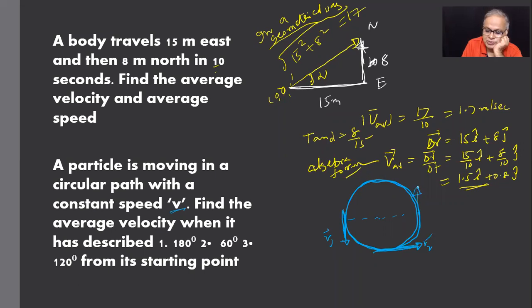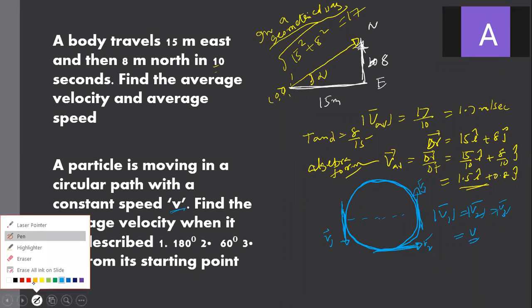But remember, since the speed is constant, all the vector lengths are equal, though I did not show it equally here. We should say that mod v1, the magnitude of velocity here, mod v2, that is the speed, is equal to mod v3, is equal to simply v. That's what you mean by saying that it is going in a circular path with a constant speed v. Do you all really follow this?